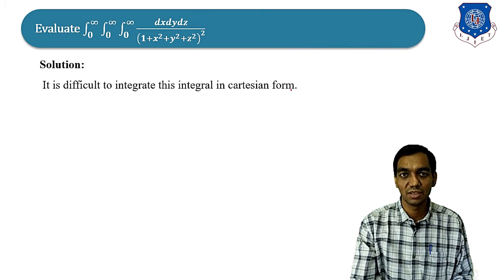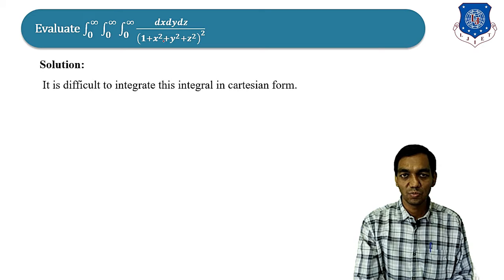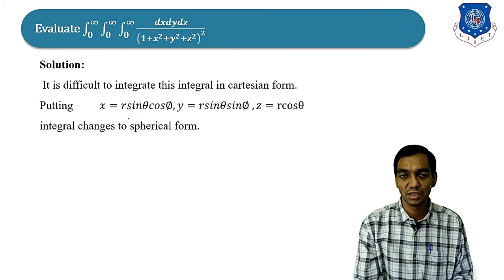See, here we are starting with an example. Evaluate the integration from 0 to infinity, 0 to infinity, 0 to infinity of dx dy dz upon 1 plus x square plus y square plus z square, the whole square. Now, if you are going to integrate this directly with respect to x or y or z, then this function is not directly integrable. So what we are going to do is reduce this to the form of spherical coordinates. So x is equal to r sin theta cos phi, y is equal to r sin theta sin phi, and z is equal to r cos theta.